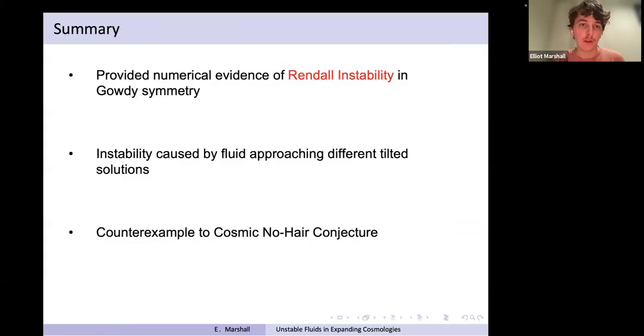Okay, so that was looking at accelerated spacetimes. And in particular, what have we shown? Well, we've seen that we have numerical evidence for this Rendall instability, at least in the restricted case of Gowdy symmetry. And in particular, this instability is really caused by the fluid approaching these different types of tilted solutions. Now, from a more physical point of view, why are these solutions interesting? Well, they're a counterexample to the expected behavior of these expanding cosmologies. So they're a counterexample to this cosmic no hair conjecture.